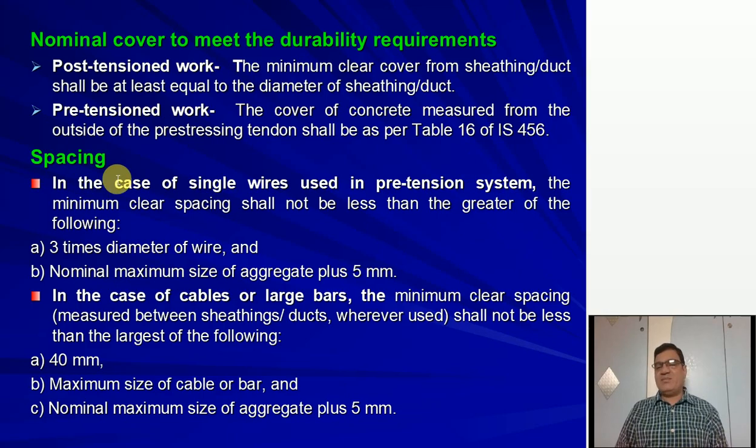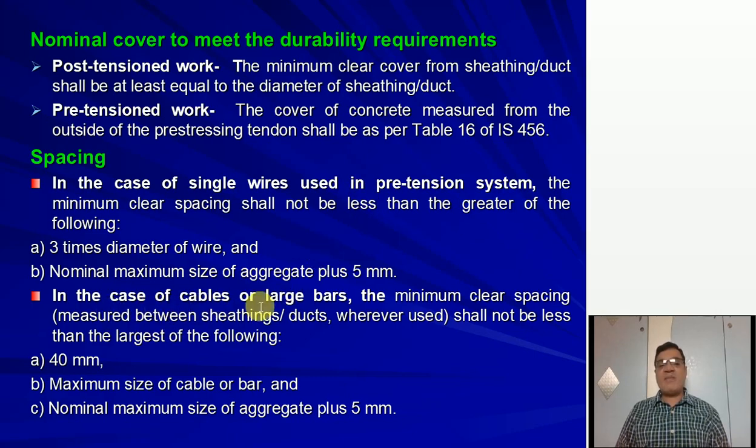Now, what about spacing between the tendons or spacing between the ducts? In case of single wires used in pre-tension work, the minimum clear spacing shall not be less than the greater of the following. First, 3 times the diameter of the wire, and second, nominal maximum size of aggregate plus 5 mm. That means if you are using maximum size of aggregate of 20 mm, then 20 plus 5, 25 mm. Whichever is greater out of these two, that we have to use for spacing in pre-tension work.